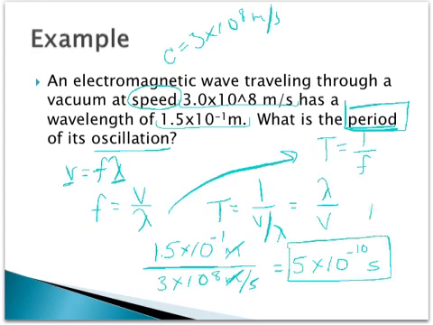Looking at that, 10 to the negative ninth is equal to a nanosecond. So that would give you about 0.5 nanoseconds. That's quick, and light travels pretty fast, so that should make sense to you.